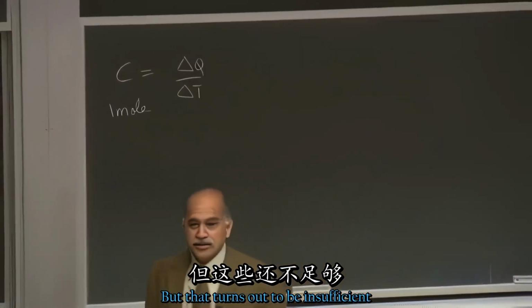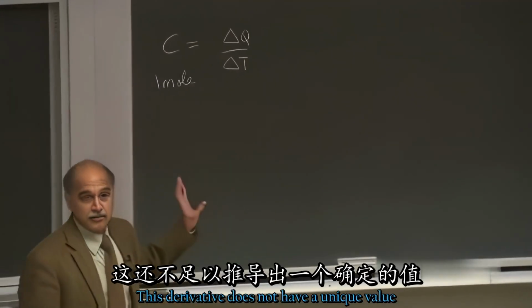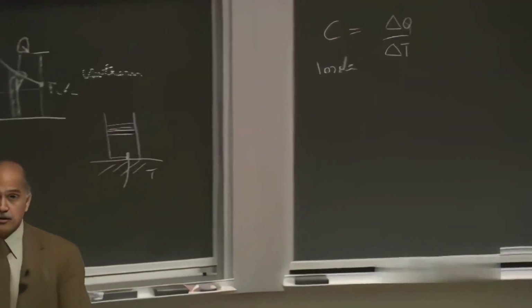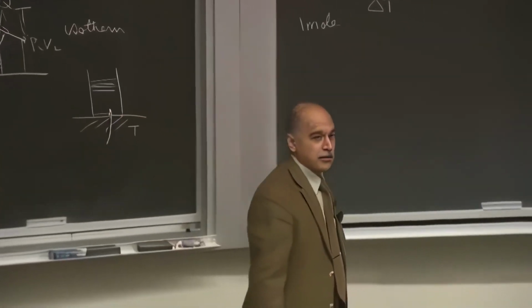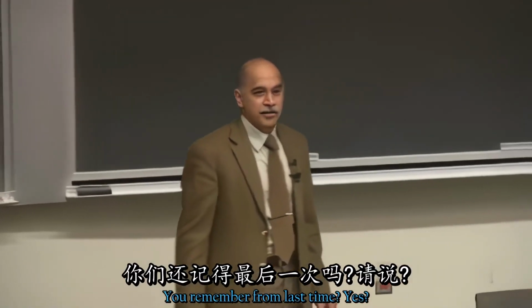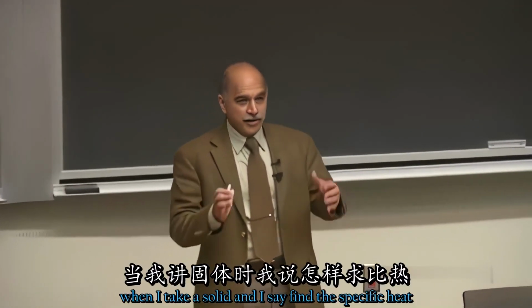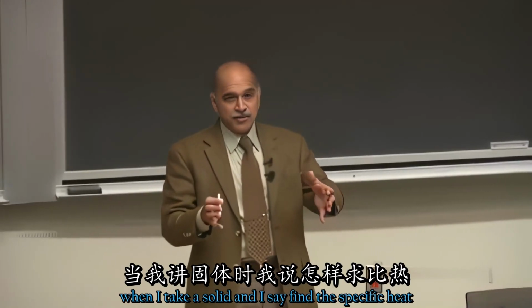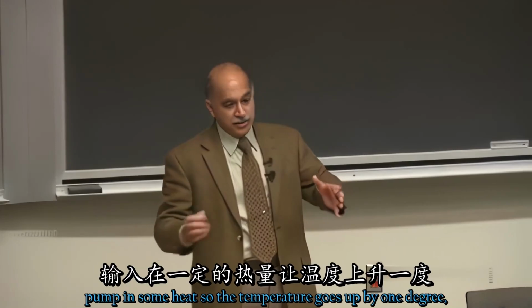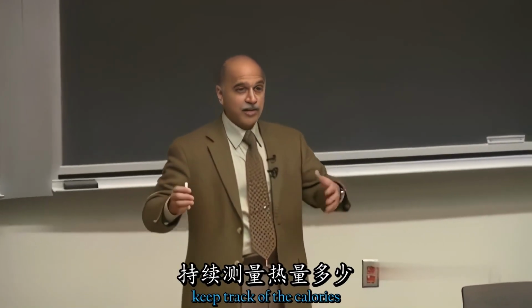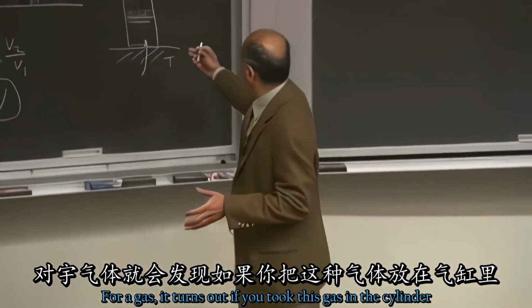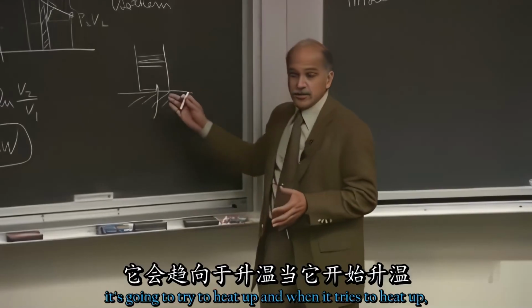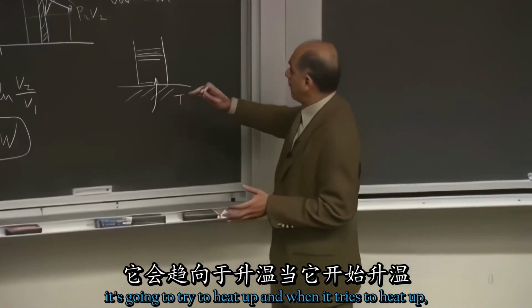But that turns out to be insufficient. This derivative does not have a unique value. Can someone tell me why it's not sufficient information? Do you remember from last time? Yes? It's not constant pressure, constant volume. In other words, when I take a solid, and I say find the specific heat, take 1 gram of solid, pump in some heat till the temperature goes up by 1 degree, keep track of the calories, you're done. For a gas, it turns out if you took this gas in a cylinder and you pump in some calories, it's going to try to heat up. And when it tries to heat up, it may also expand.